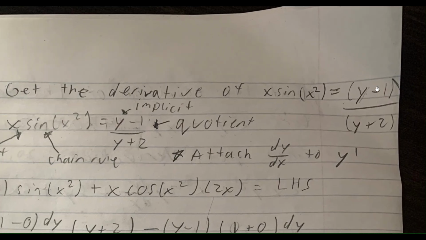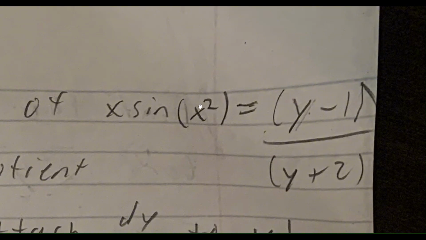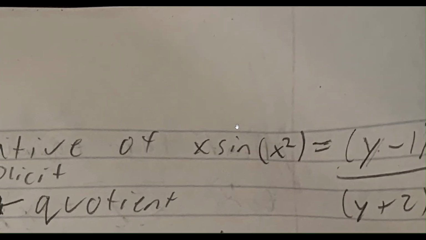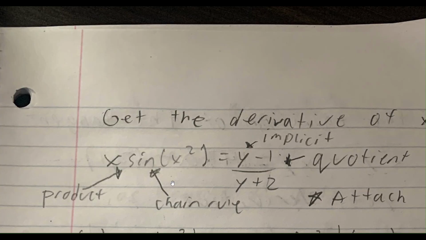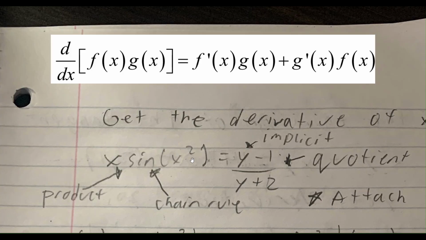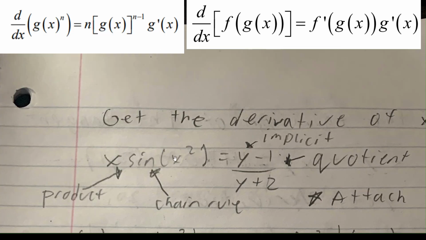We will be getting the derivative of this function right here: x sine x squared equals y minus 1 over y plus 2. Now this actually includes many different derivative rules here. We have the product rule, since we're multiplying the x function by the sine function here as well. And we have the chain rule, because the sine actually multiplies everything inside its brackets, right?